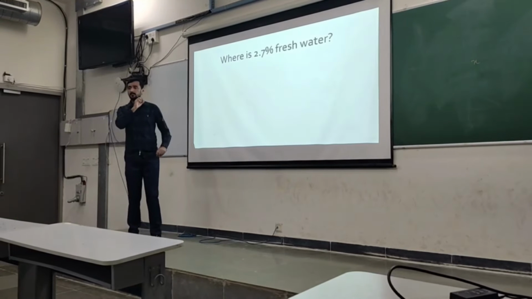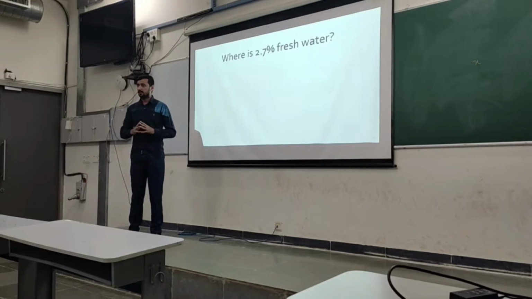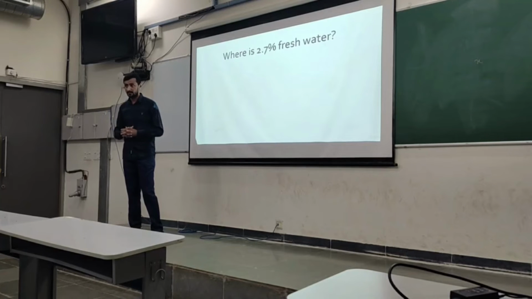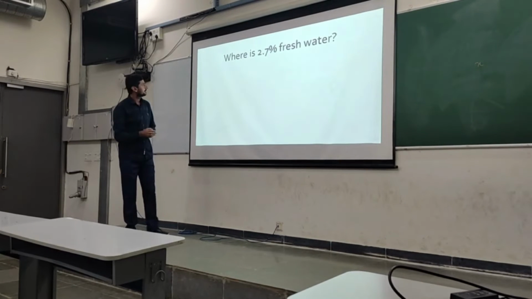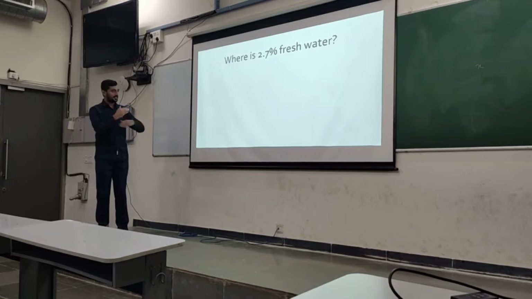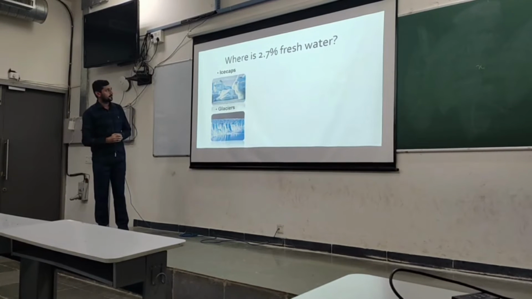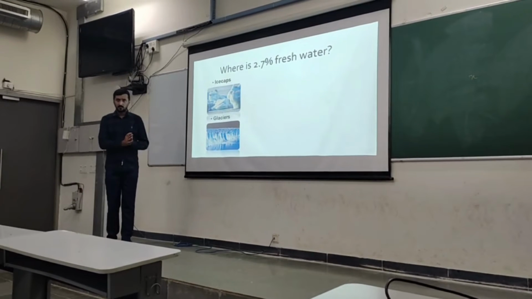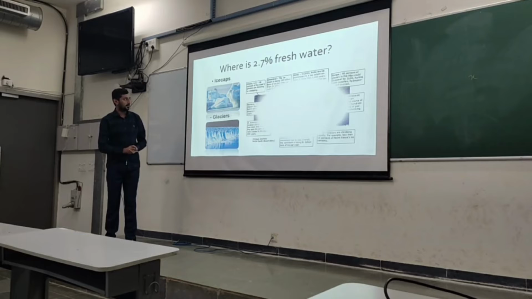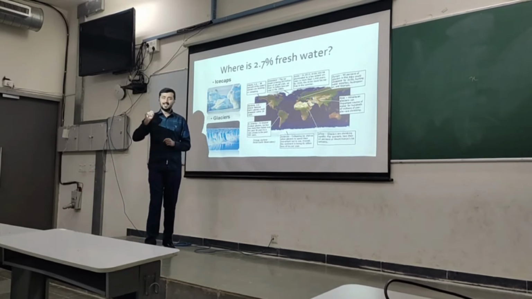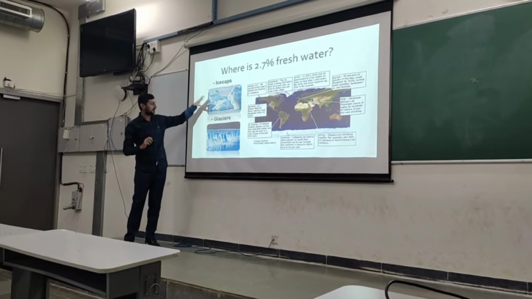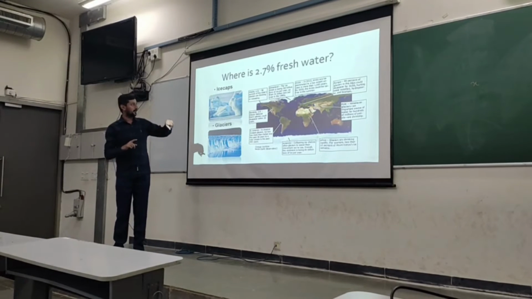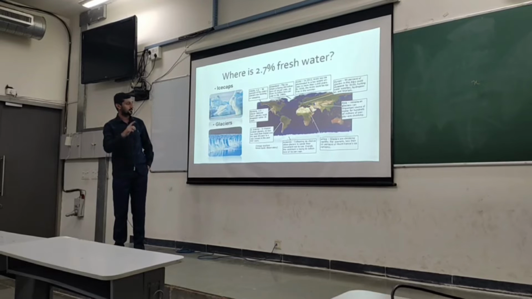Actually, the question is, initially we said that 3% is usable water, but out of that 3%, only 1.2% we are using right now. Where is the remaining 2.7% of fresh water? The remaining 2.7% of fresh water is stuck in glaciers and ice caps, and they are located in different parts of the world. 99% of these glaciers and ice caps are in Greenland and Antarctica. 91% in Antarctica and 8% in Greenland.